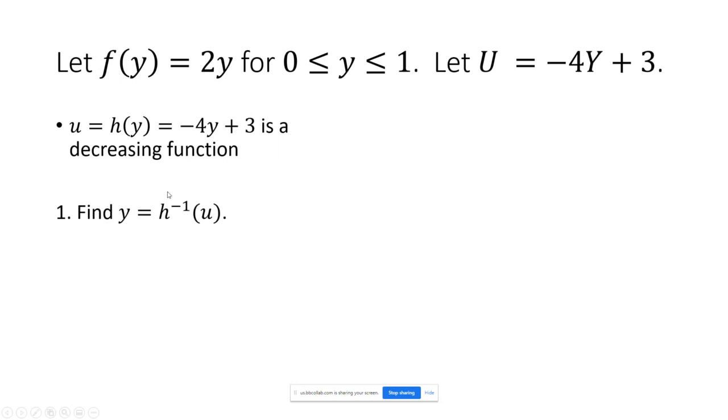All right. So we start with u is equal to -4y plus 3, and then we want to solve that for y. So we can subtract 3 from both sides, and then divide both sides by -4. So we get y equals (u minus 3) all over -4. So that's going to be our h inverse of u.